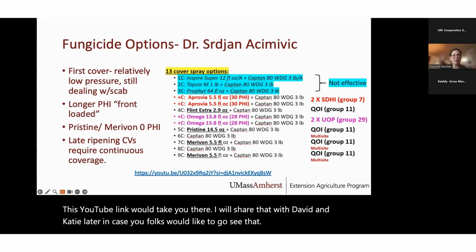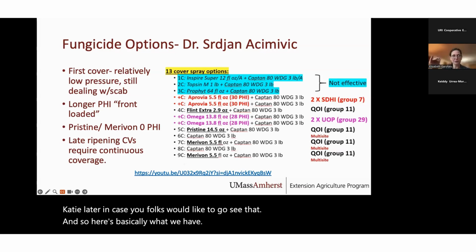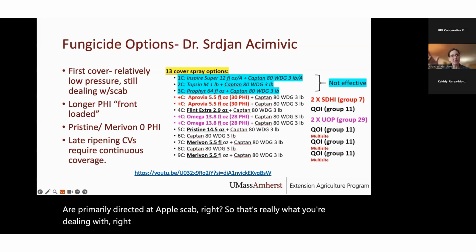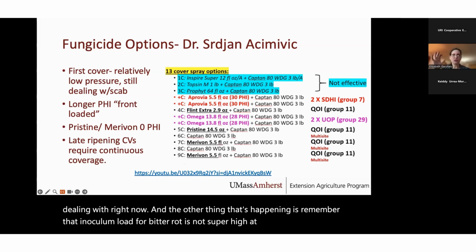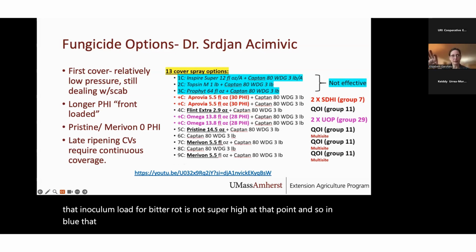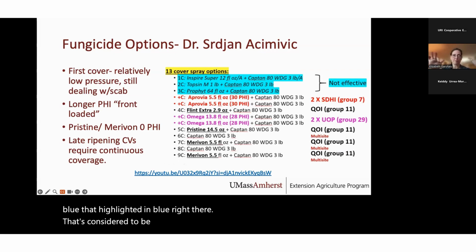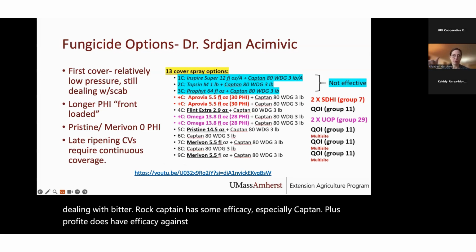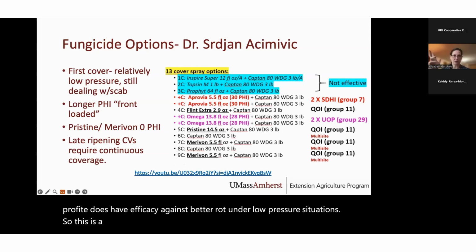So here's basically what we have. The first two, three covers are primarily directed at apple scab, right? That's really what you're dealing with right now. The other thing that's happening is, remember, the inoculum load for bitter rot is not super high at that point. So what's highlighted in blue right there is considered to be sufficient for bitter rot, because you're really not dealing with bitter rot. Captan has some efficacy, especially Captan plus Proyphte, against bitter rot under low pressure situations. So this is a good way to start things off.